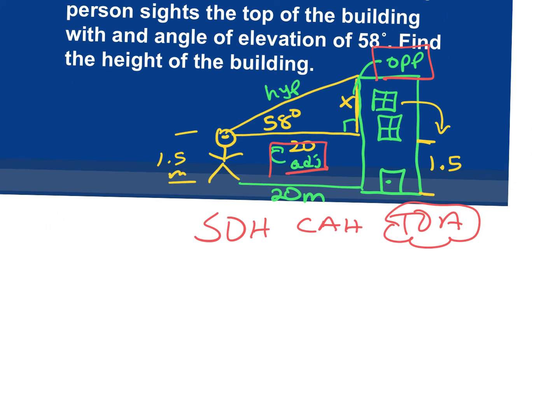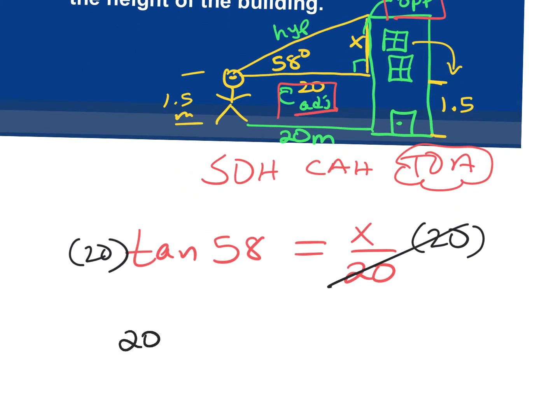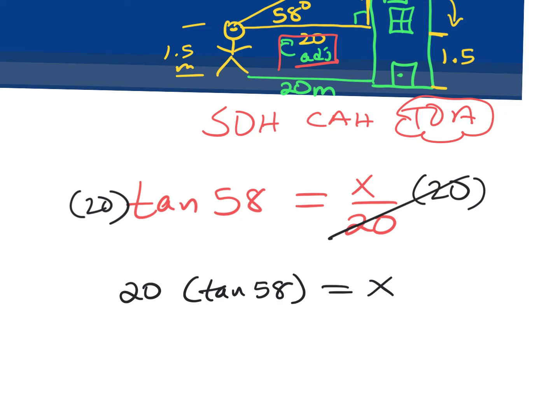So I'm going to be doing the tangent of 58 is equal to opposite over adjacent. I need to solve for x, so I need to multiply both sides by 20. The 20 cancels, so now I'm left with 20 times the tangent of 58 is equal to x. And then I'm just going to do this on my calculator. It doesn't say what to round to, but we're going to round this to the tenths. I will specify for your test what place to round to.